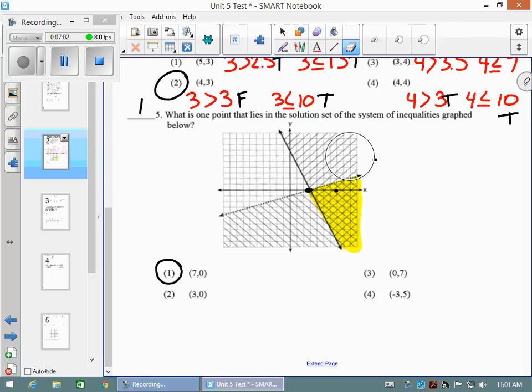If we look at our other one, 0, 7: 1, 2, 3, 4, 5, 6, 7 is up here, and that is not included because that is not in that double shaded area. That's just on one of our lines. And our fourth option is -3, 5, which is where none of our inequalities are represented there. So choice 1 would be our answer.